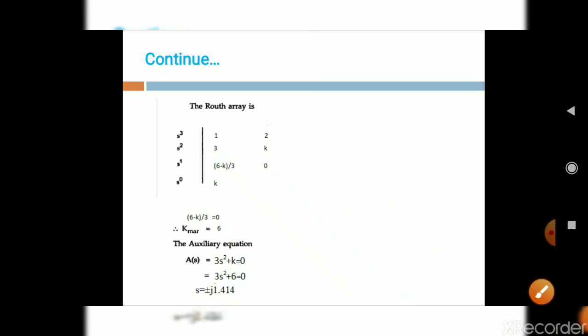Now solve this: s square is equal to minus 2, and after taking the roots I get s equal to plus or minus j1.414. S is equal to plus or minus j1.414, meaning one is the upper point and another one is this point. These are the 2 points at which the root locus will cut the imaginary axis. Why 2 points?